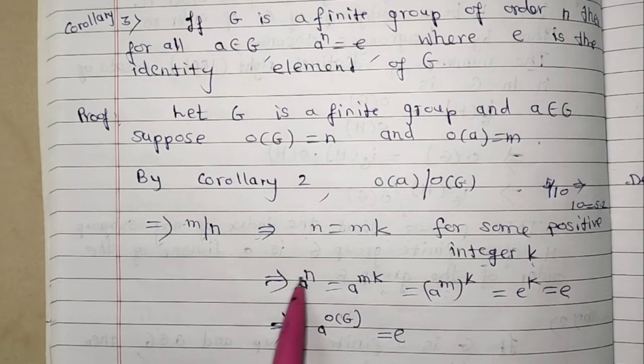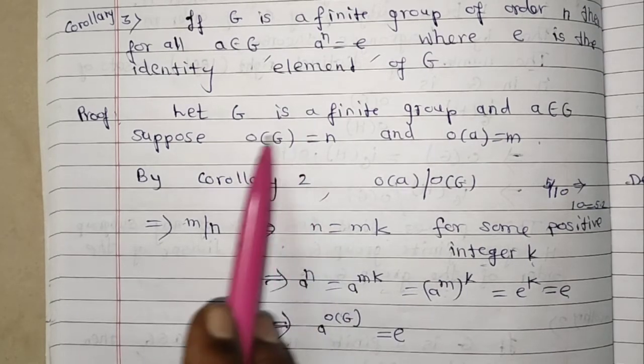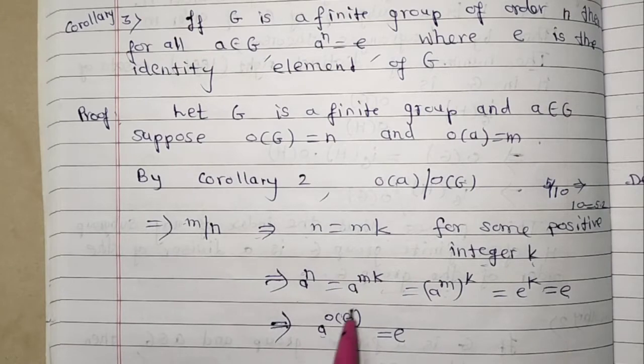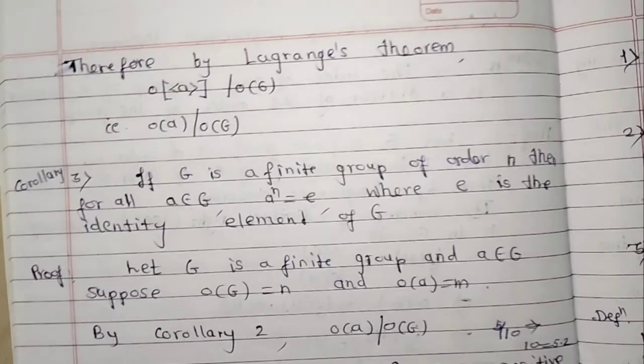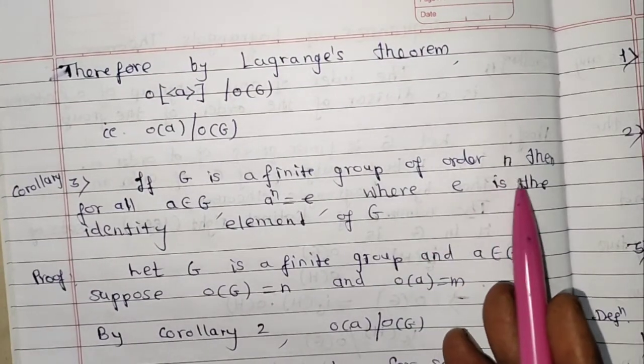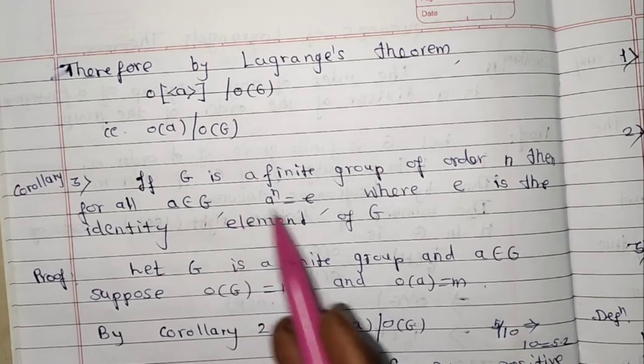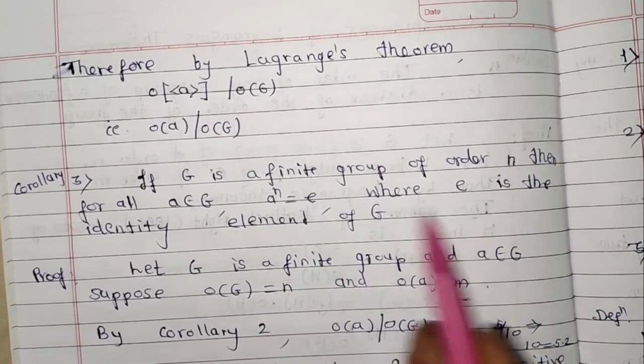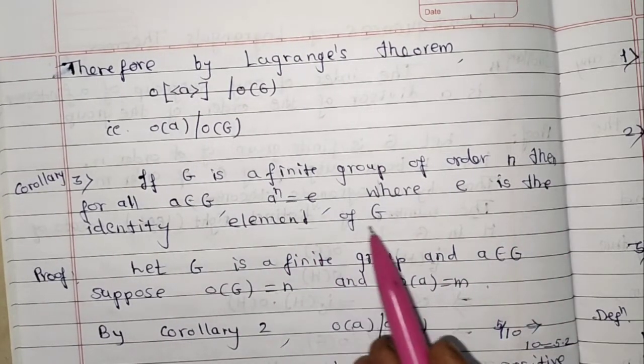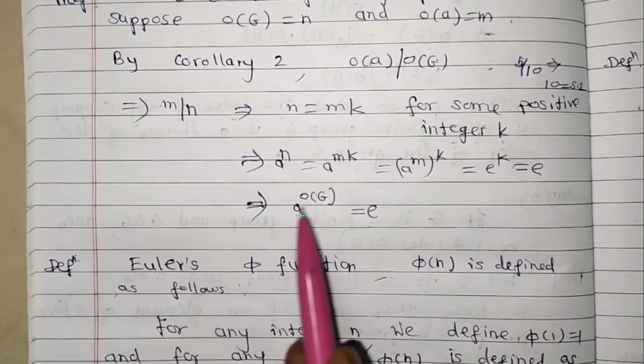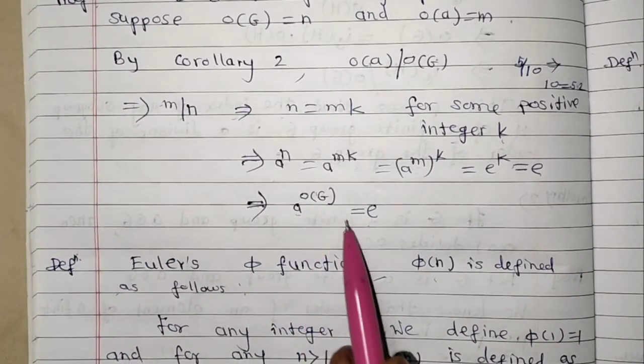A raised to n means order of G, so that a raised to order of G equals e. That means if G is a finite group of order n, then for all a belongs to G, a raised to n equals e, where e is the identity element of group G. This implies a raised to order of G equals e.